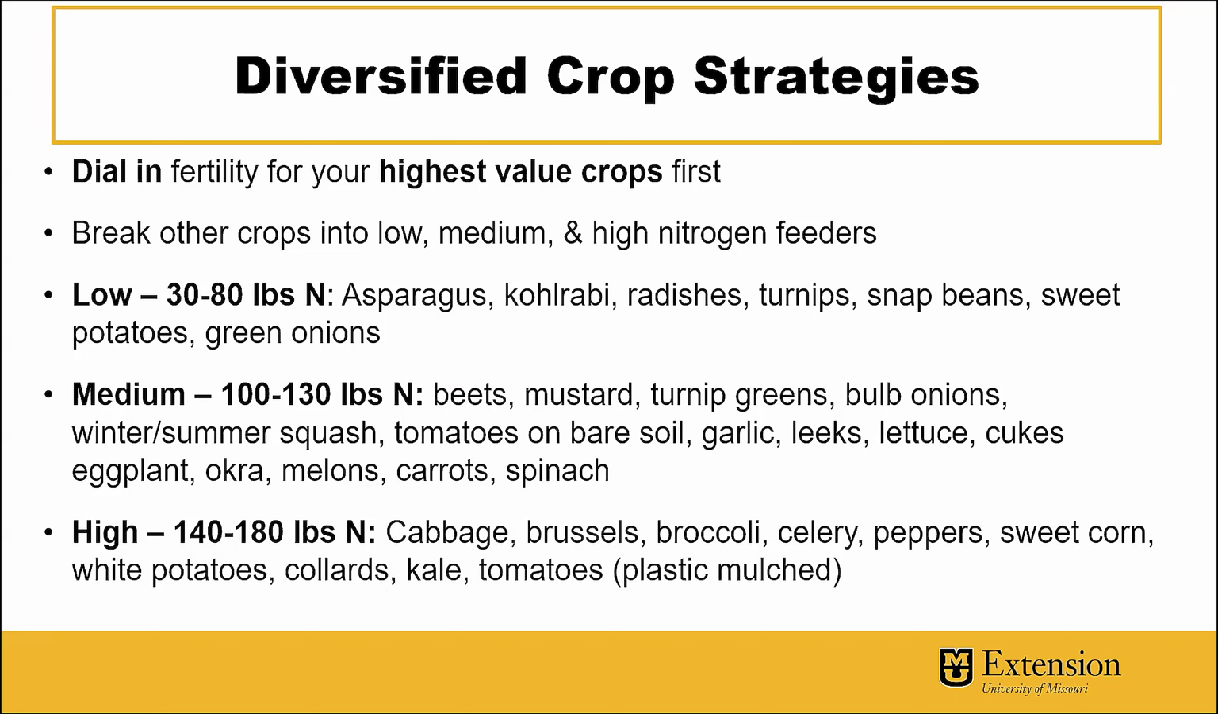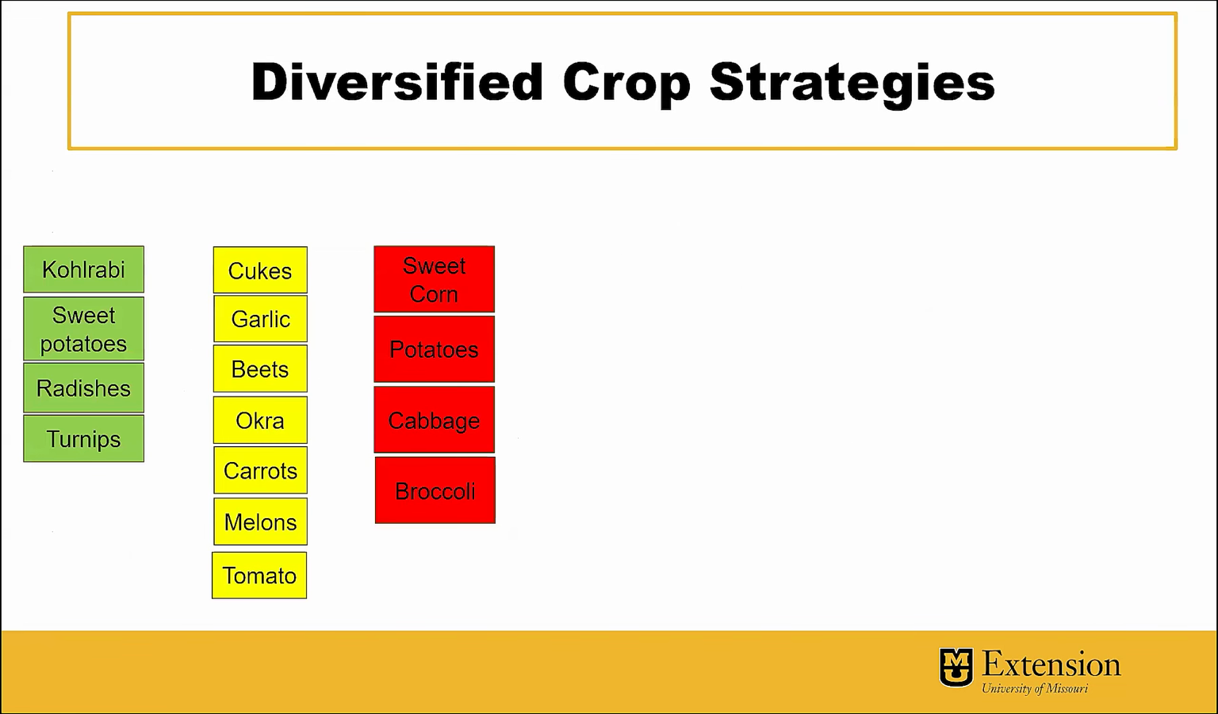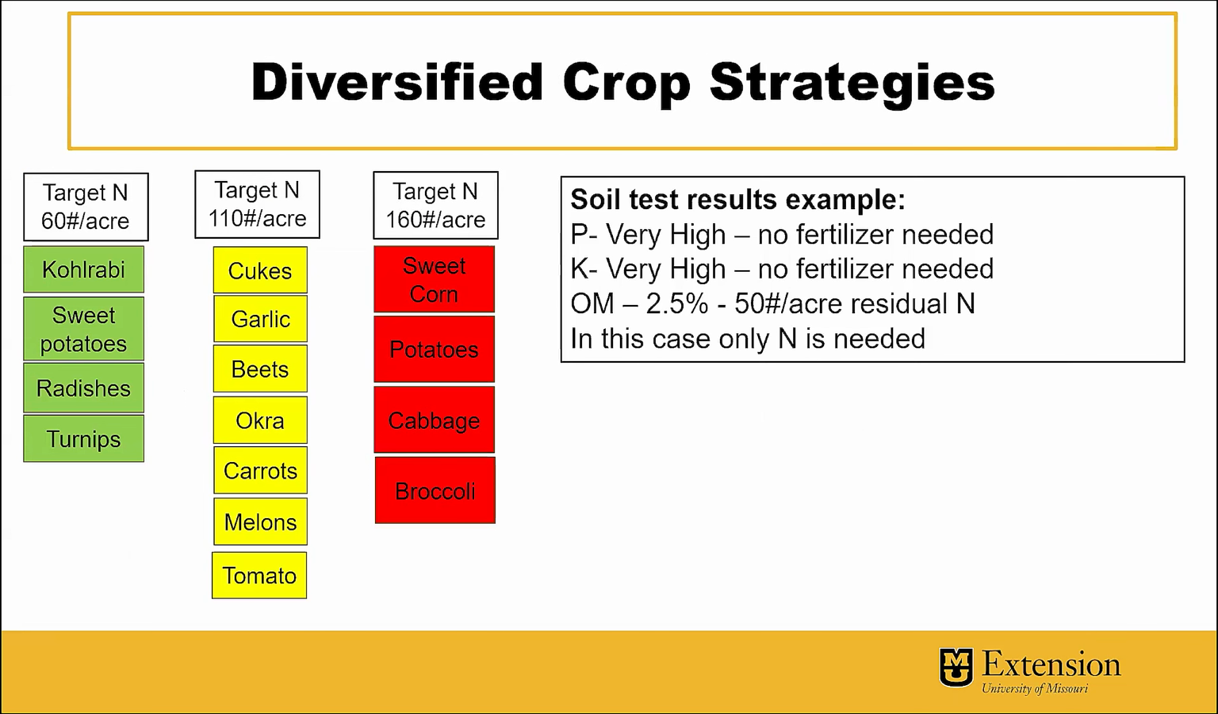Now, the other crops in a diverse system, we could think about breaking them into low, medium, and high nitrogen feeders. And I've done that below based off of the previous recommendation guide from our soil lab. So I've grouped these into low, medium, and high nitrogen feeders for the purpose of developing a fertility management plan. So these are those crop groupings in low, medium, and high, green, yellow, and red. And so the target N rate per acre is listed above each category.